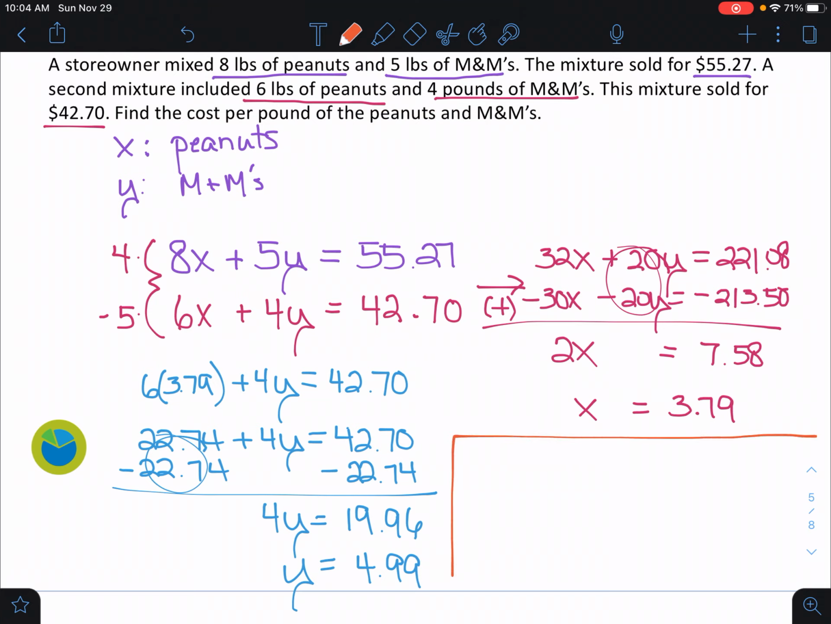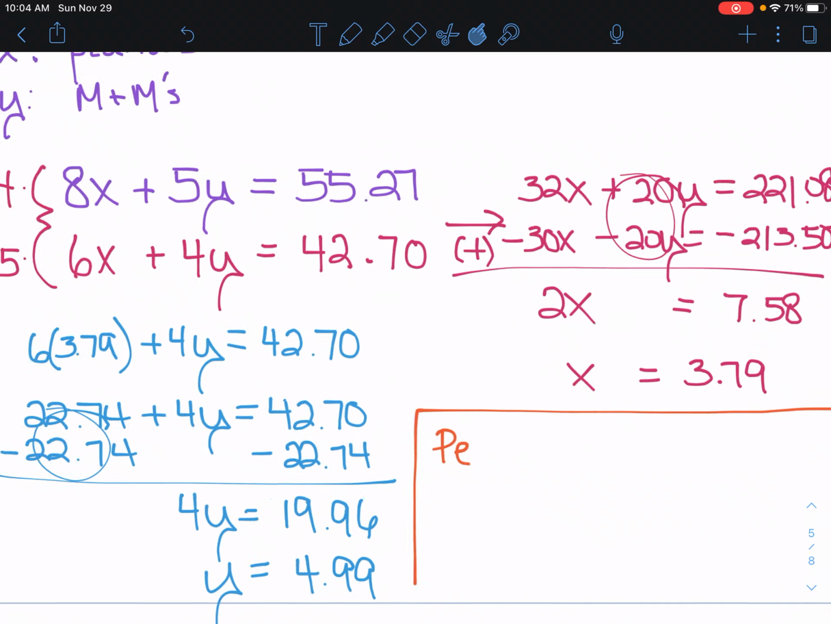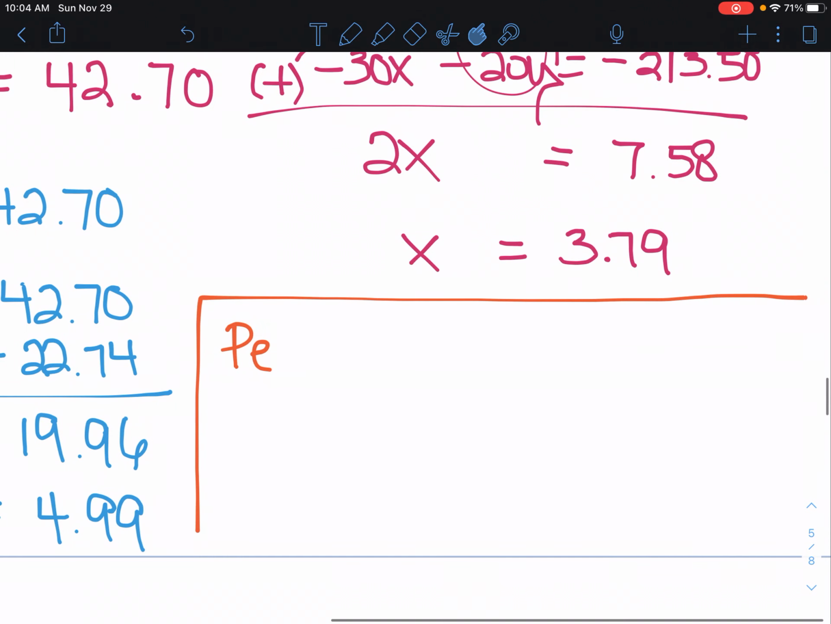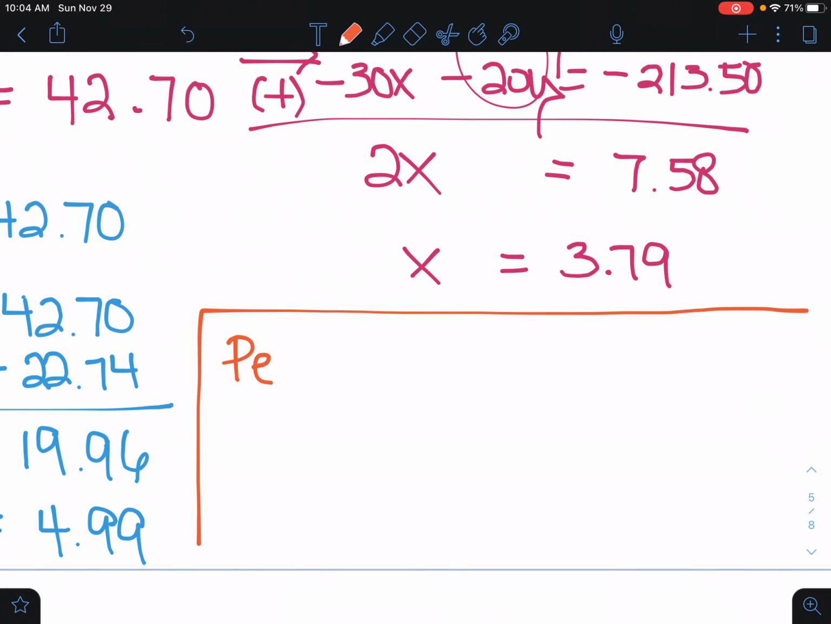Okay, and write our answer. So I'm going to say, I'll zoom in here a little bit. Peanuts are, now make sure you put your units. So $3.79 per pound.